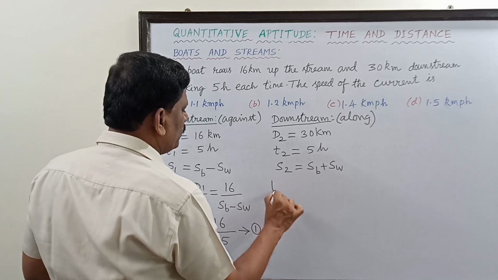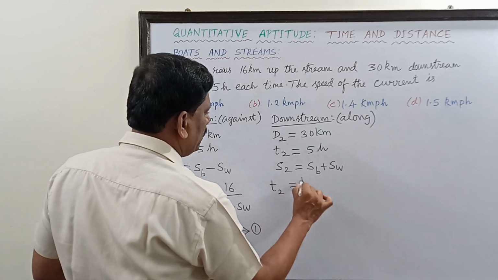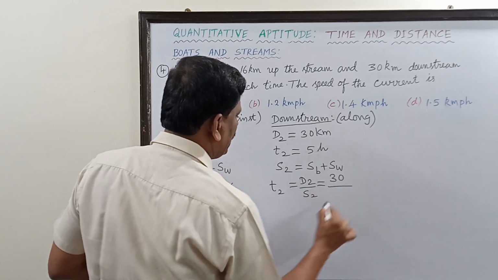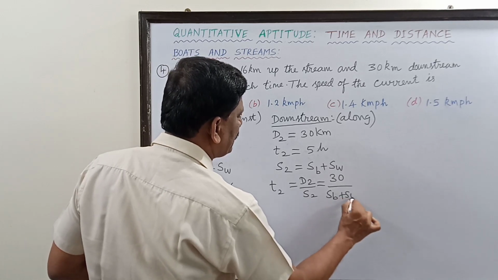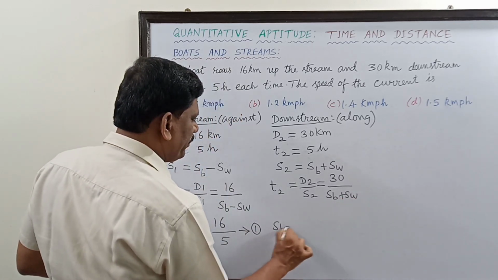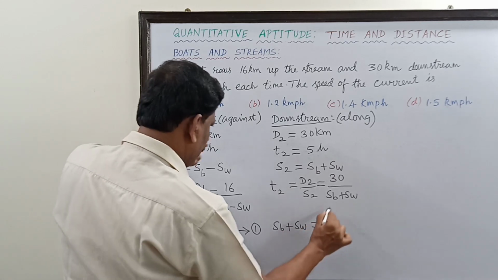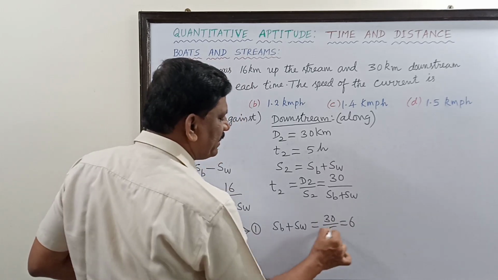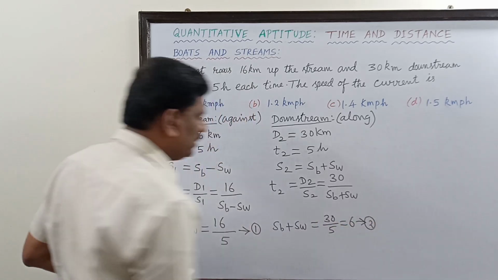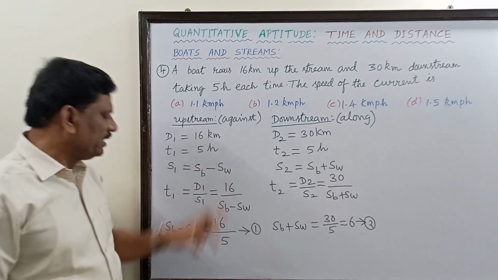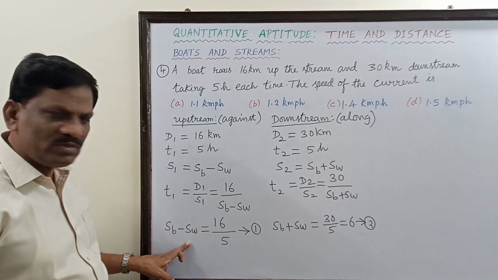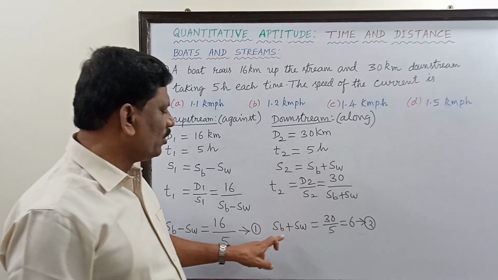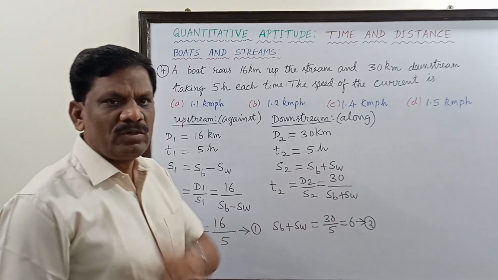So here T2 is equal to D2 divided by S2. So this is equal to 30 kilometers divided by SB plus SW, or SB plus SW is equal to 30 divided by 5, that is equal to 6. 30 by 5 is 6, 6 fives are 30, and this is equation 2. So for upstream the equation is SB minus SW, the relative speed of the boat, is equal to 16 by 5. For downstream, the relative speed of the boat is SB plus SW, that is equal to 6.